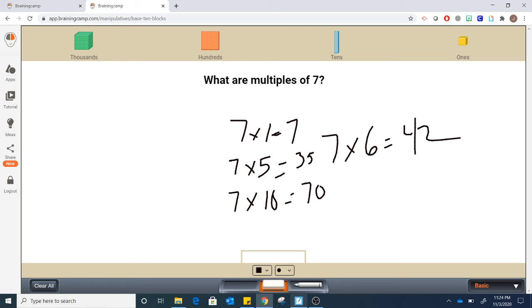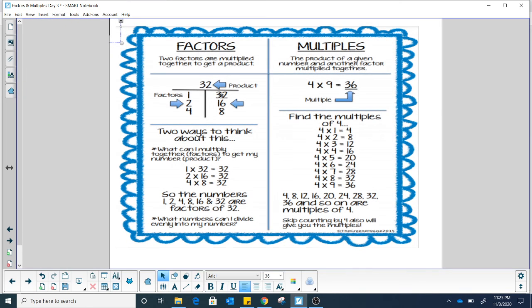So let's go back to review together. Factors are numbers you multiply together to get a product. Multiples are when you take a given number, such as 7, like we just did, or 4 in this example, and multiply it by another number. Whatever the product is a multiple of the number you choose.